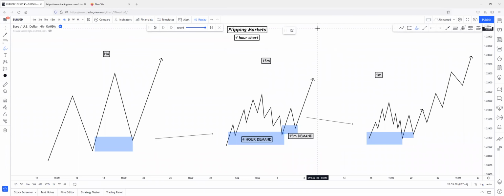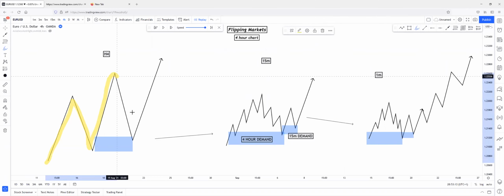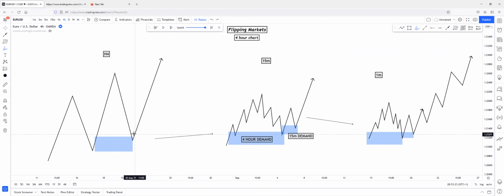So let's see another scenario before we take a look at the live examples. Price is in a bullish trend again, creating highs and lows and creating demand zones. After this demand zone has been created after a break of structure and the inefficient movement, the 4 hour price tapped into this zone and reversed the price and created a new high.